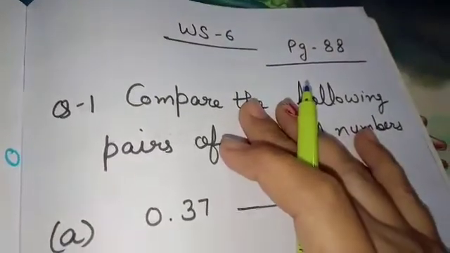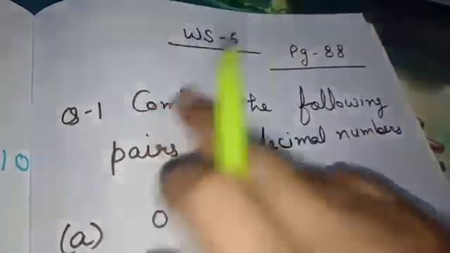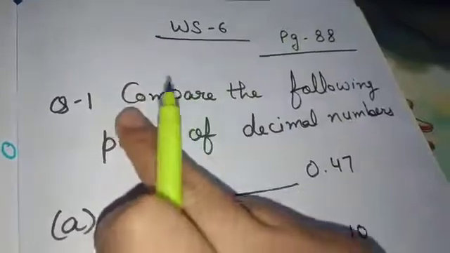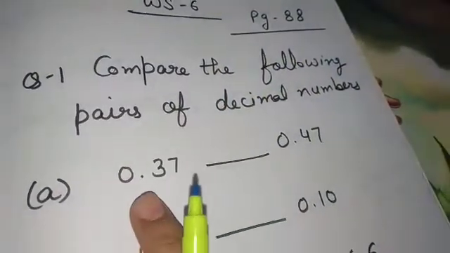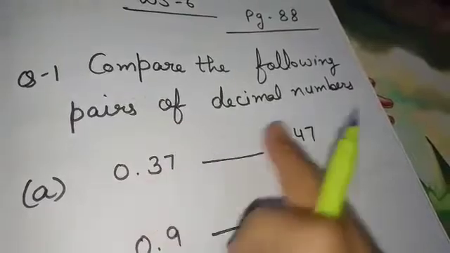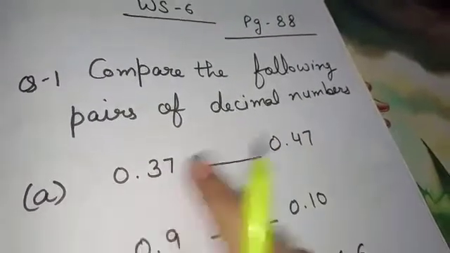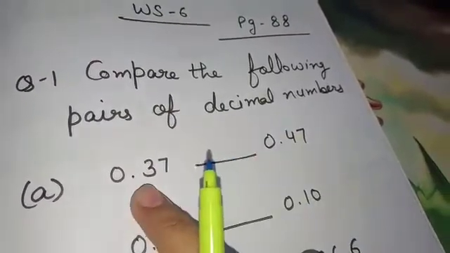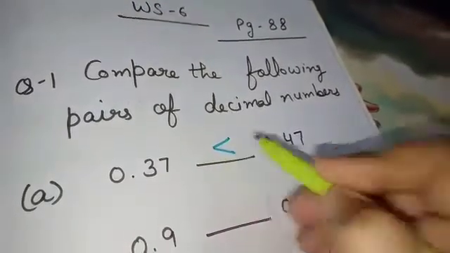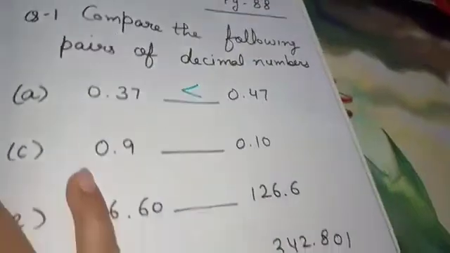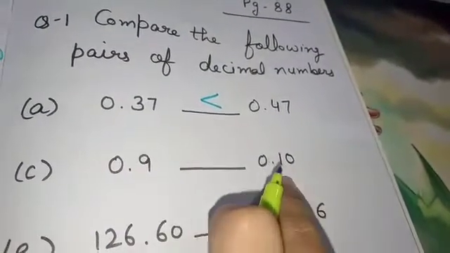Here we have some questions for worksheet 6, which is at page number 88 of our book. Compare the following pairs of decimal numbers. As in first part, 0.37, 0.47. 0 whole number is same, 3 and 4. So which one is bigger? 4. Okay, here 0.9 and 0.10.